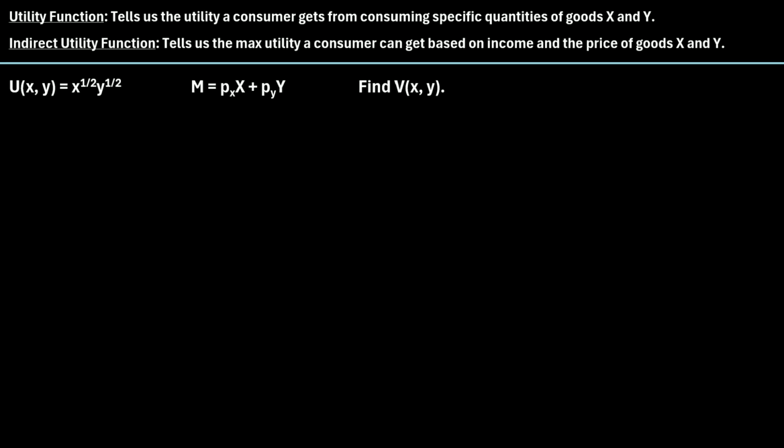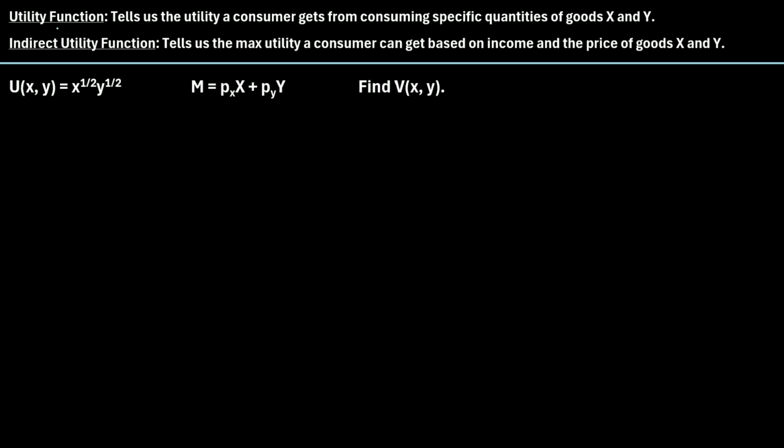In this video, I will explain how to derive an indirect utility function. So let's start with a couple quick definitions. A utility function tells us the utility a consumer gets from consuming specific quantities of goods X and Y. But an indirect utility function tells us the max utility a consumer can get based on their income and the price of goods X and good Y.